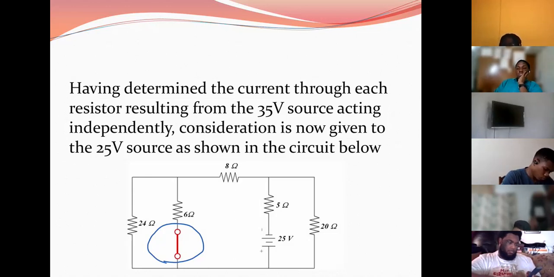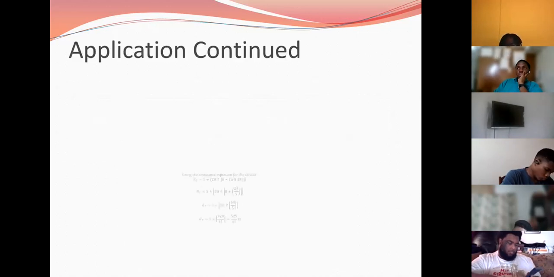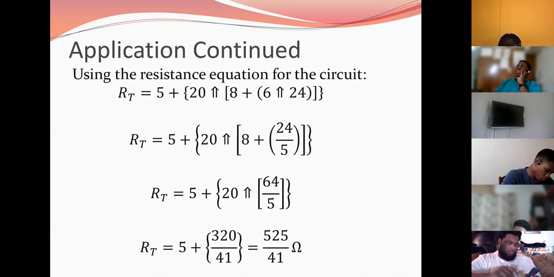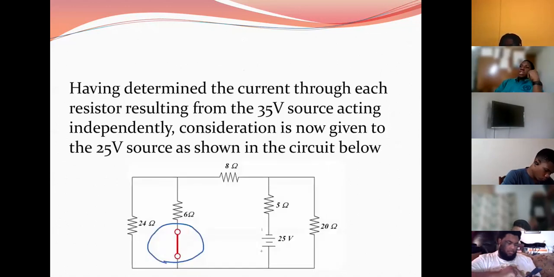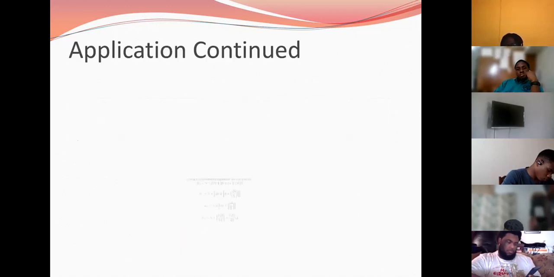All right, so for this circuit, for the 25-volt source, we have the resistance equation, right? As we see, the current would leave the 25, go through the 5, so it's 5 in series with the rest of the circuit, which is 20 in parallel with the rest of the circuit, which is 8 in series with 6 and 24 in parallel, all right? Which is what we have here.